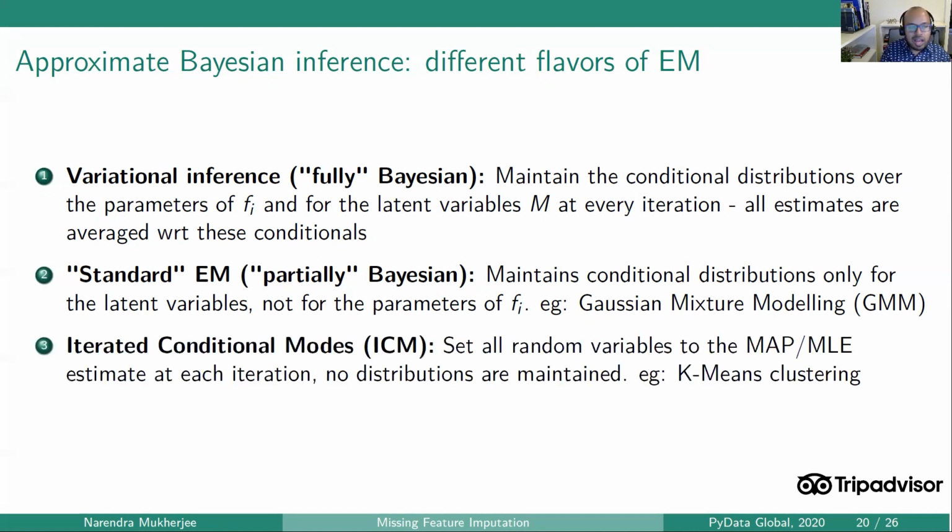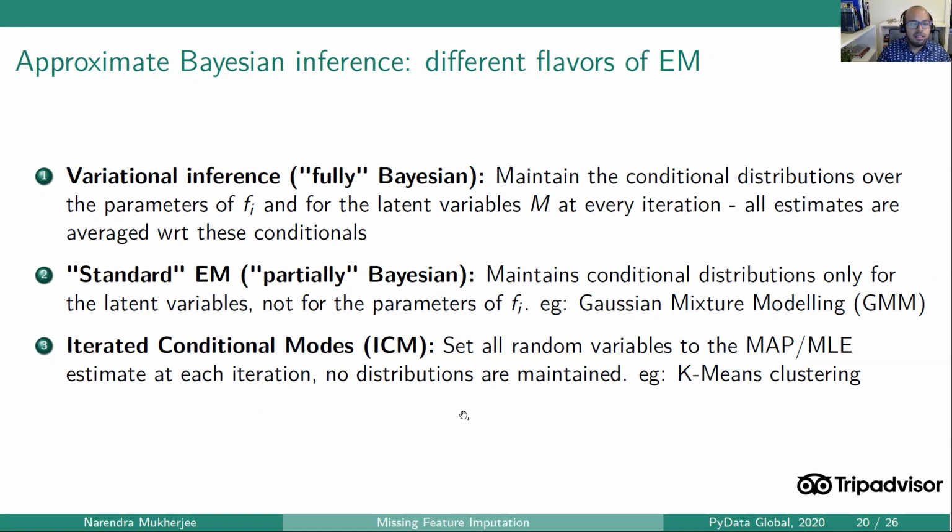And finally, we could have an even simpler scheme, which in the machine learning literature is called iterated conditional modes, or ICM, where we set all the random variables in our graph, so both the parameters of the FI as well as the latent variables, to their MAP or MLE estimate at each iteration. So no distributions are maintained at all through the iterations. And this is a really fast way of doing approximate inference.